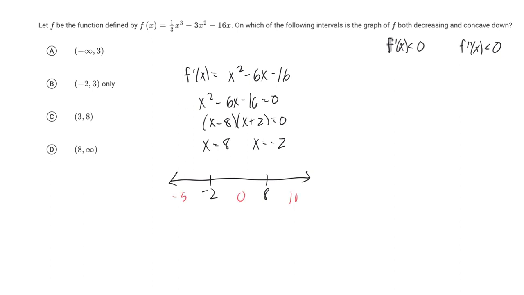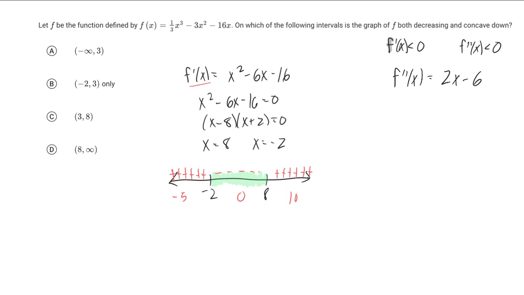If I plug in -5, I'm going to get a positive value. If I plug in 0, I'm going to get a negative value. I'm plugging all these into the derivative. If I plug in 10, I'm going to get a positive value. So my function is decreasing in this middle region between -2 and 8. But I also need to overlap with the concave down, so I also need to figure out my second derivative.